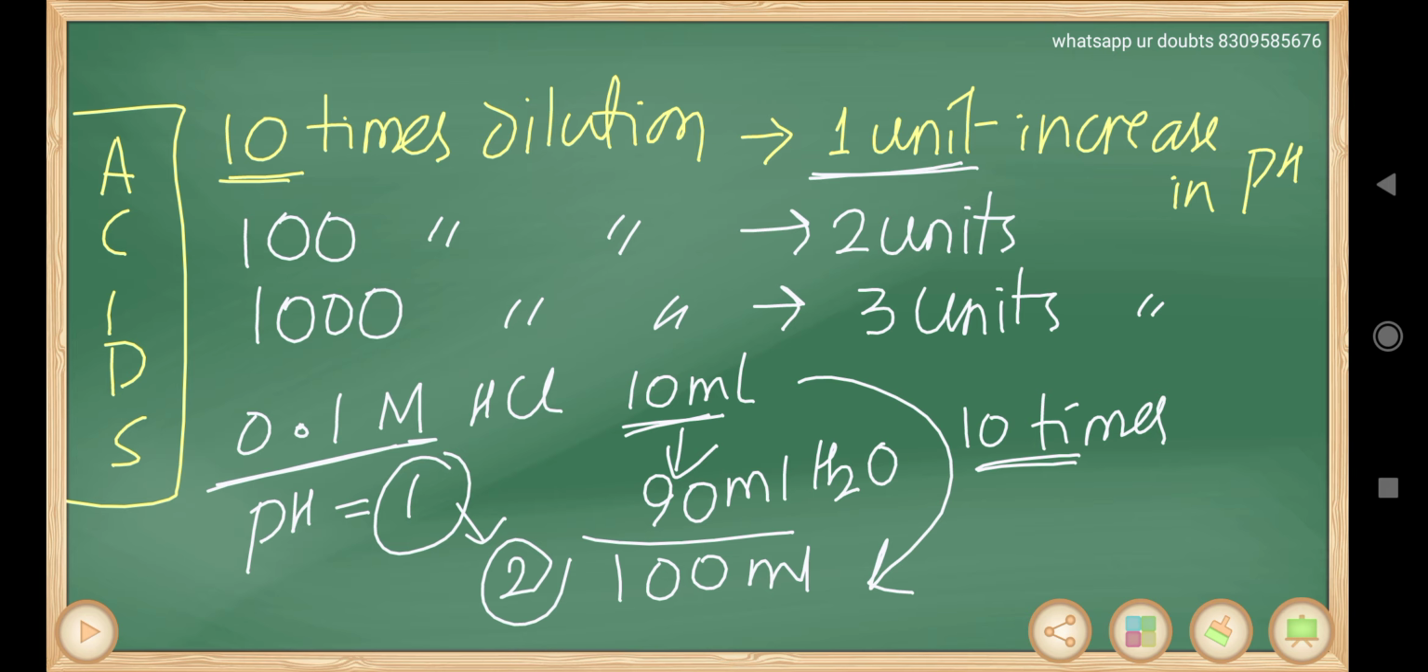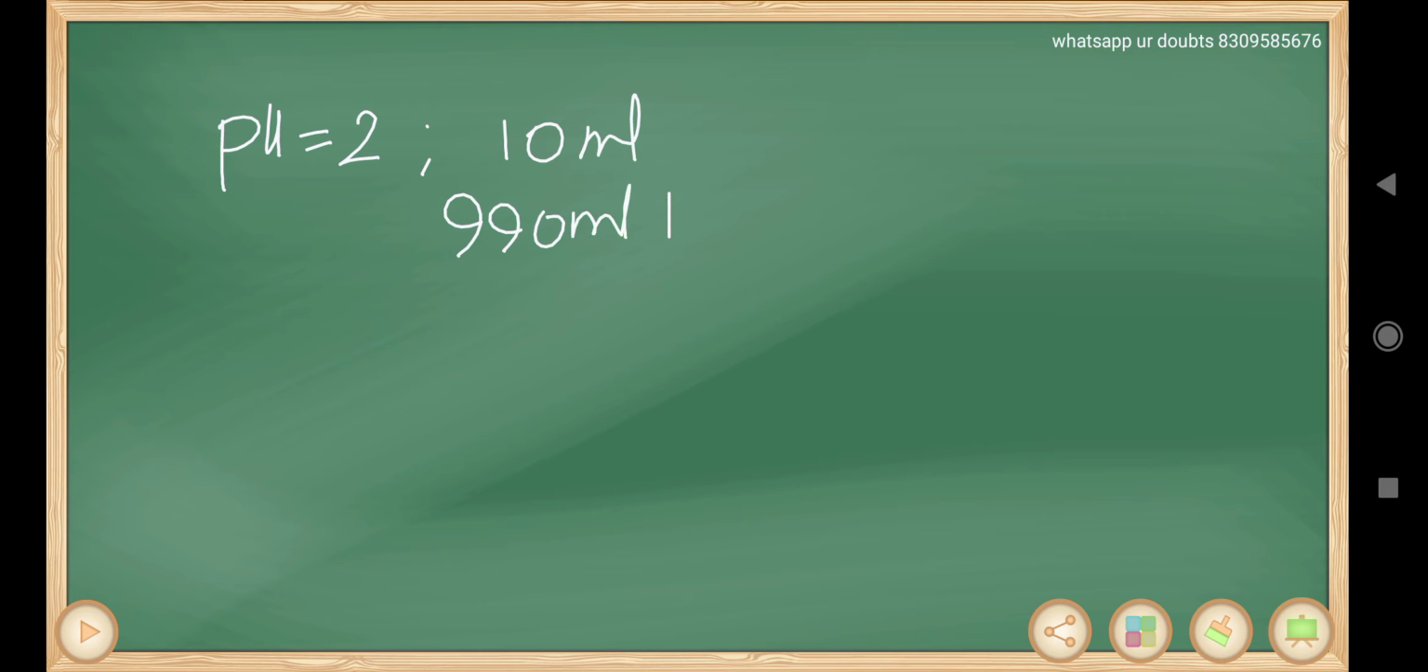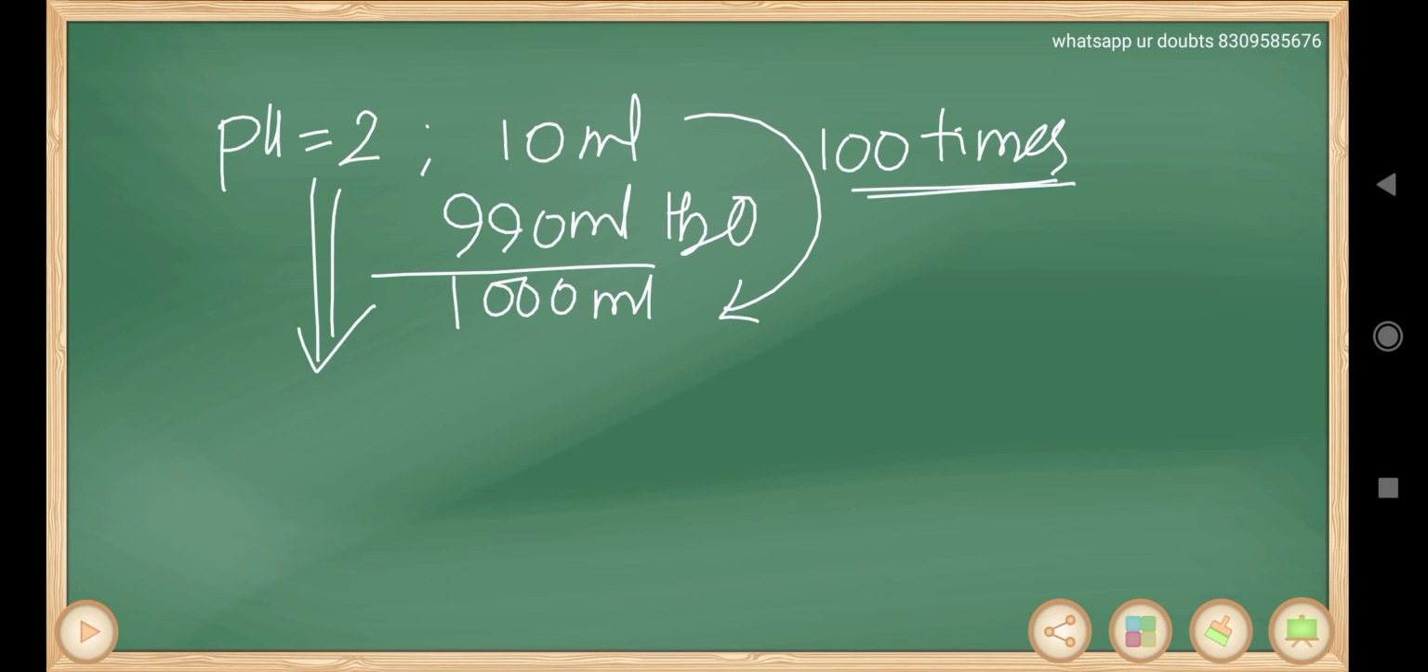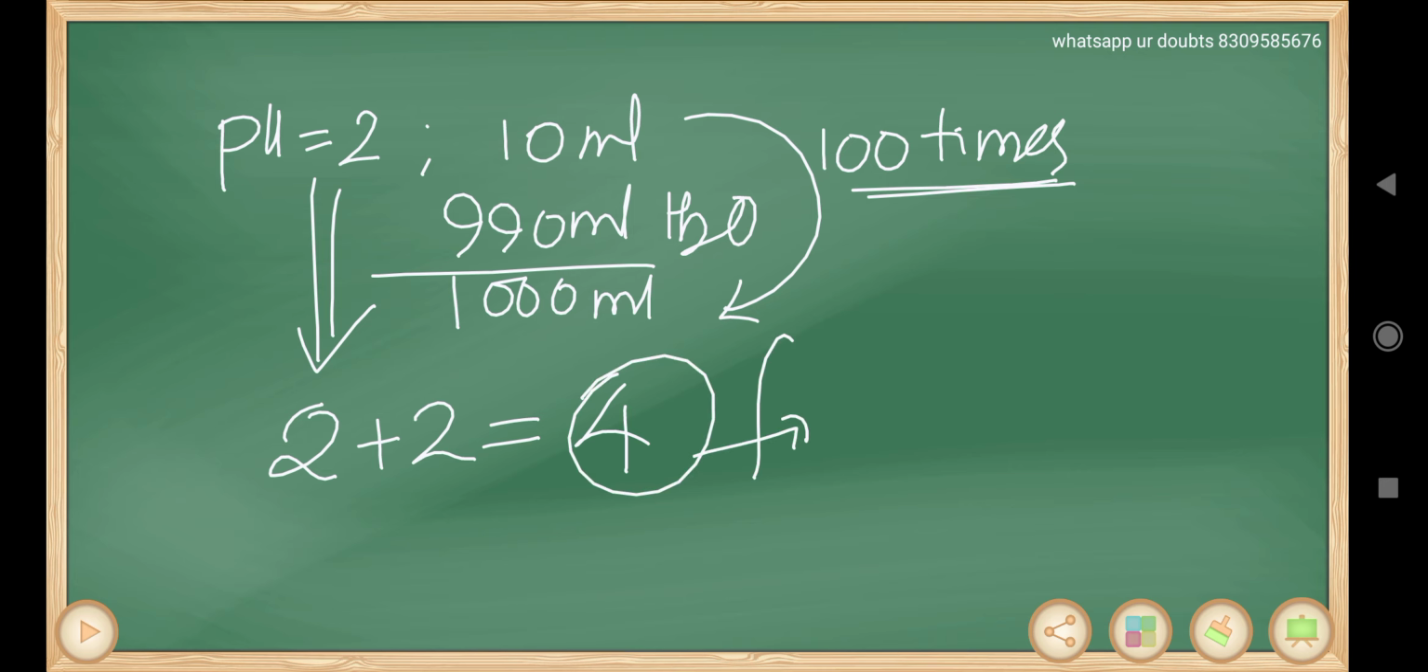90 ml water is added to 10 ml, so total became 100 ml. That means 10 times dilution. pH increases by 1 unit. One more example, you see. pH is equal to 2. Like this, 10 ml is there. You are adding 990 ml water. So total becomes 1000 ml. 10 ml to 1000 ml means this is 100 times dilution. When it is 100 times dilution, pH increases by 2 units. So 2 plus 2 is equal to 4 is the final pH. Final pH will be 4.